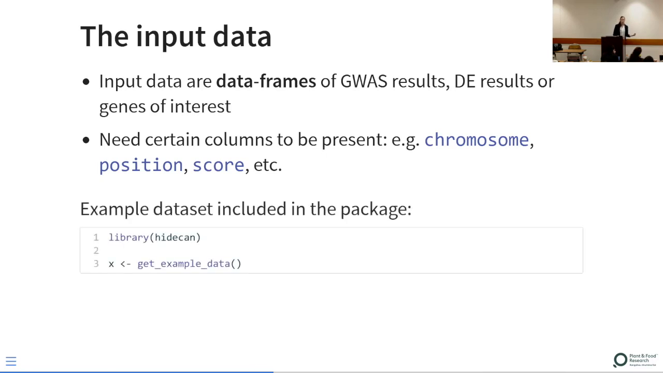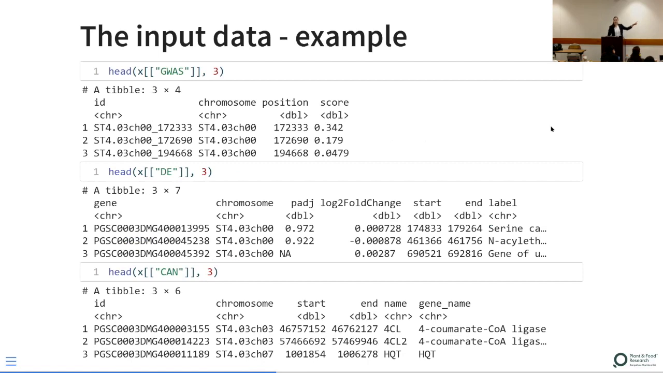And in case you want to get started playing with the package, but you don't really have data that is in the right format, in the HIDECAN package, we have a function called getExampleData that will give you example data. What it looks like is something like that. So the example GWAS data, you have a data frame. Each row is a marker. So you have the ID of the marker. We don't really care about that. More importantly, you have the chromosome of the marker, its position in base pairs, and the score.